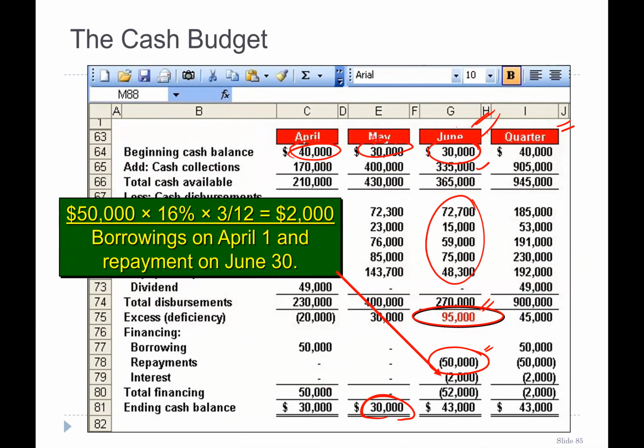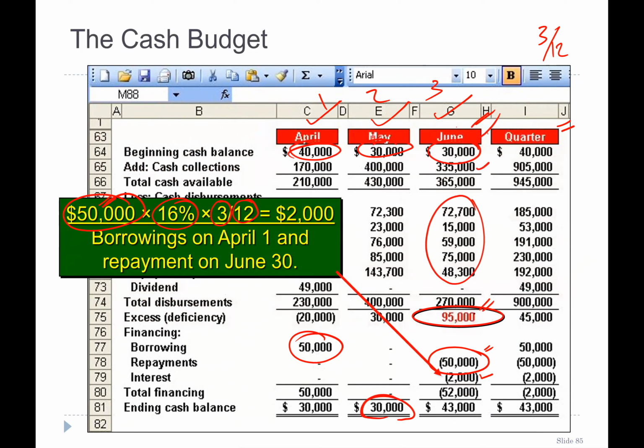So you borrowed the loan for 50,000 here, and you have to pay 16% interest. And how long did you use that 50,000? April, May, June, right? So that's why the calculation is 50,000 multiplied by 16%. The period you use the money is 3 months. And how many months are in 1 year? It's 12. So this 3 by 12 is the usage of the bank money, which is 50,000 multiplied by 16%. So the answer is 2,000.